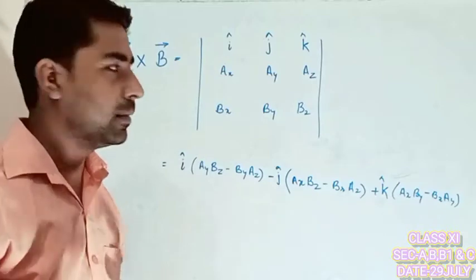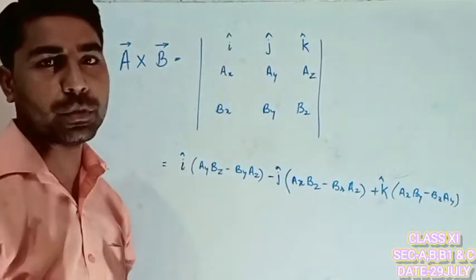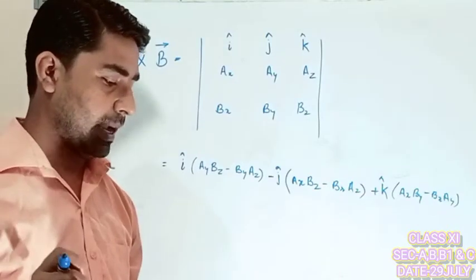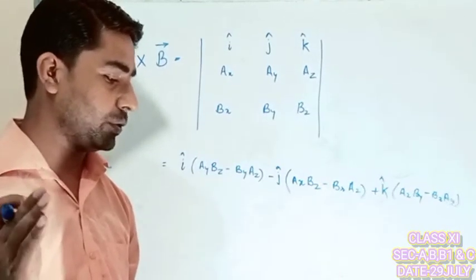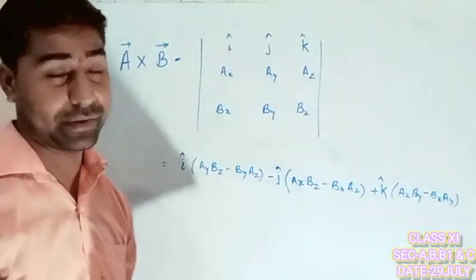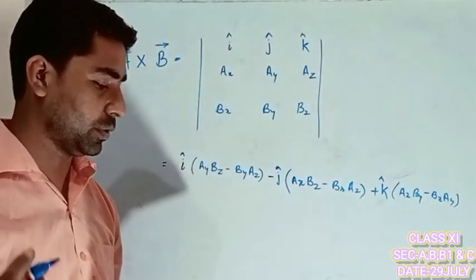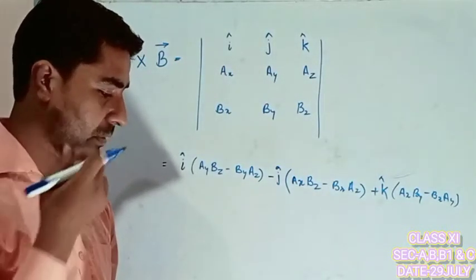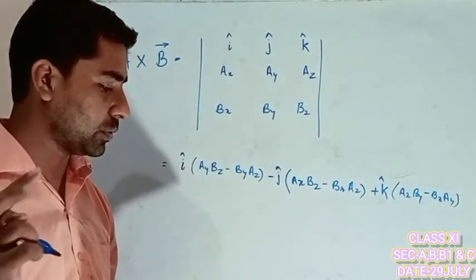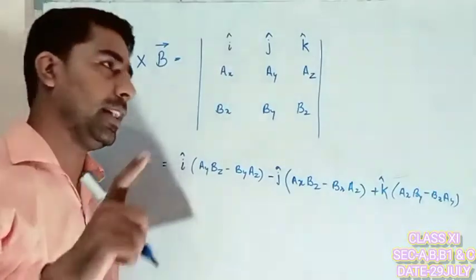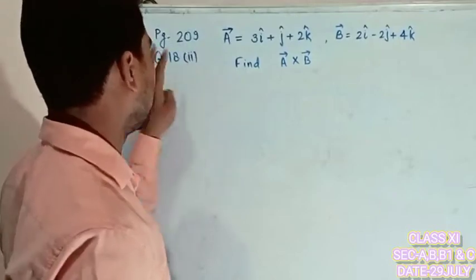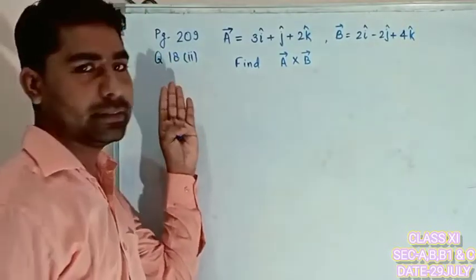To clarify this, I'm going to solve one question, question number 18. 18 has three parts, 1, 2 and 3, and all the questions are of the same category, where you have to multiply the two vectors. Every question has ijk, so I am switching to question number 18 second part, page number 209. Let's write the question.